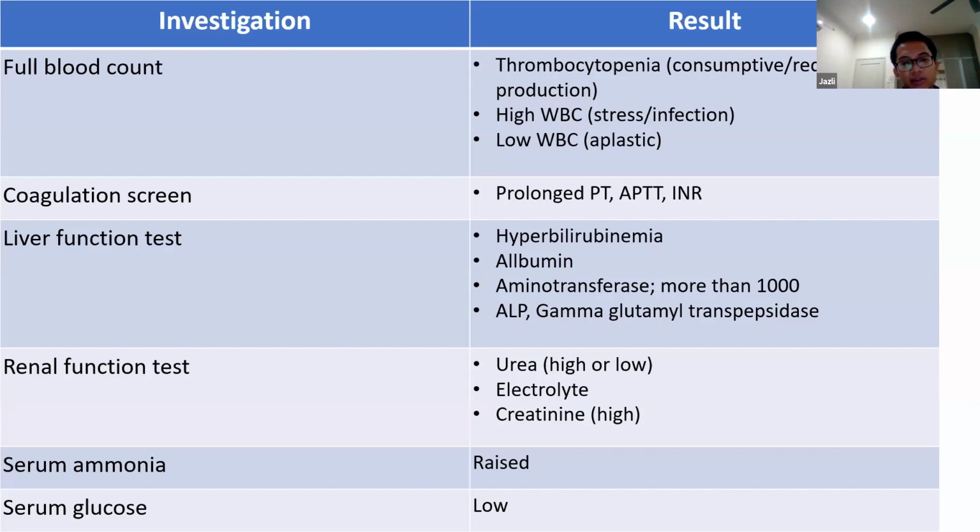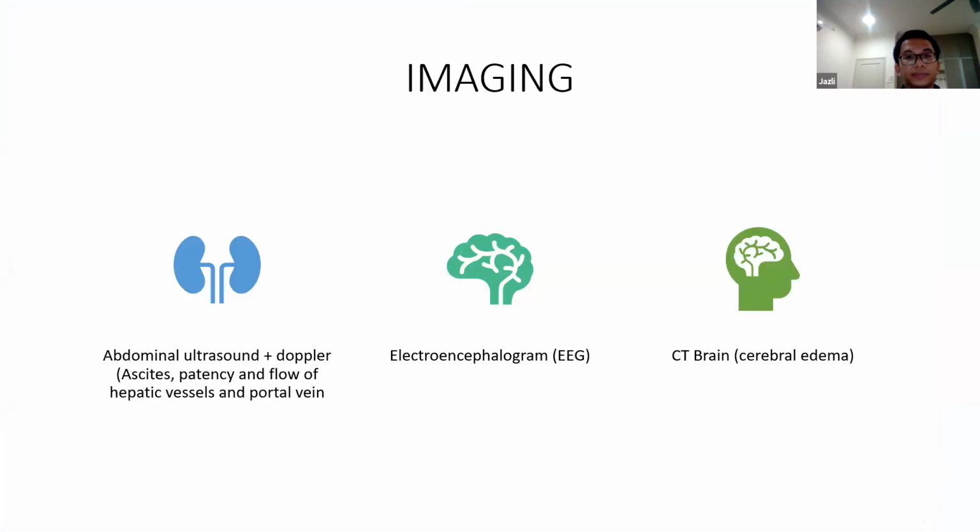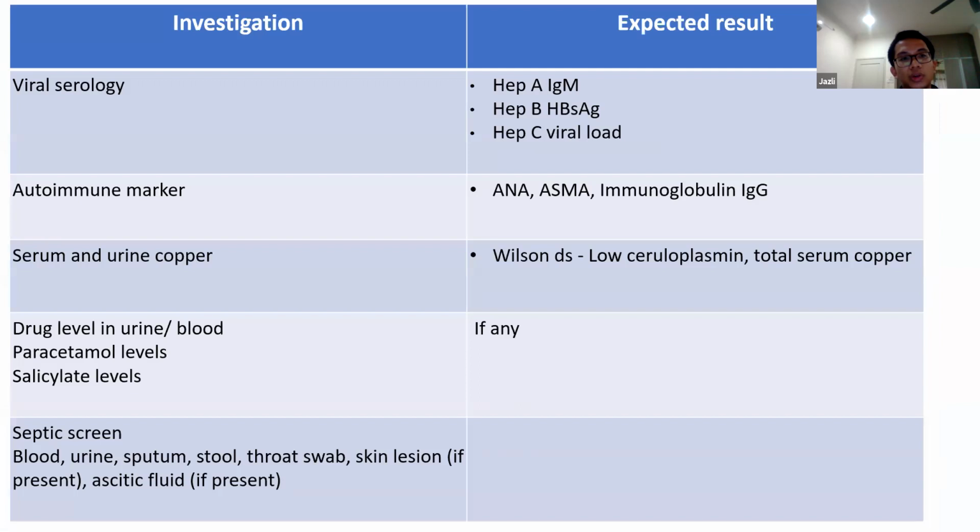But from that, you can have elevated serum ammonia, especially in cases of inborn error of metabolism, which include the urea cycle defect as mentioned previously, and you can have a low serum glucose. For infective cause, you look for viral serology for Hep A, Hep B, and Hep C, and autoimmune markers for autoimmune hepatitis. You look for ANA and ASMA, especially in case of type 1 autoimmune hepatitis. And we can see elevated immunoglobulin IgG in autoimmune hepatitis.